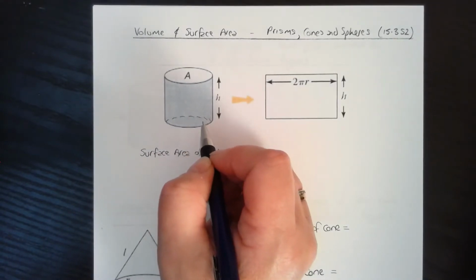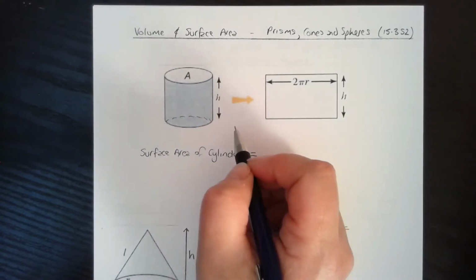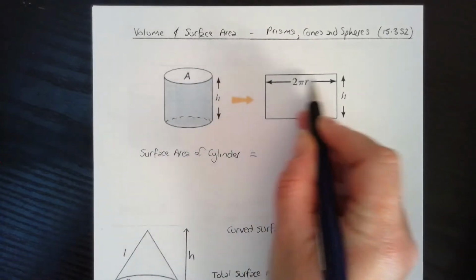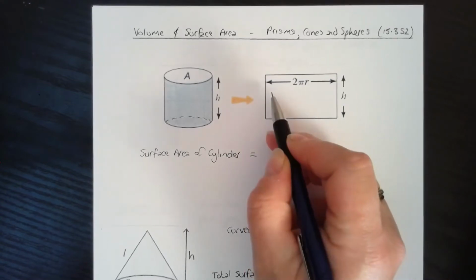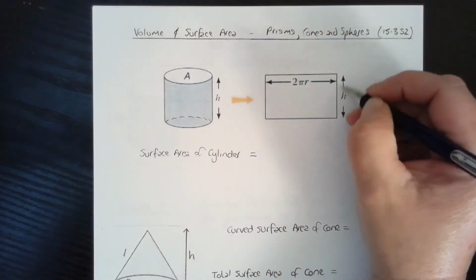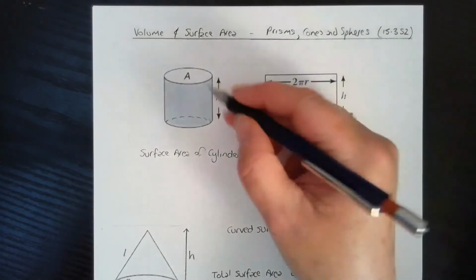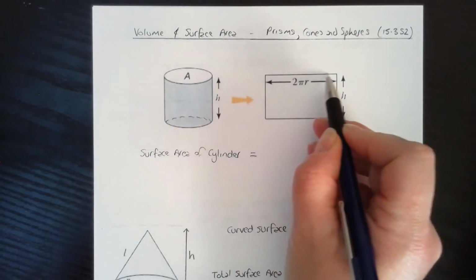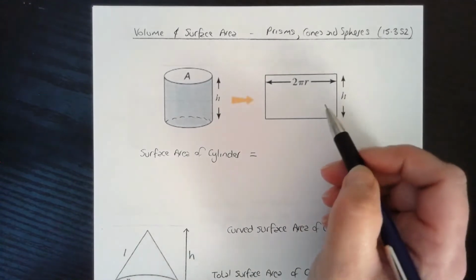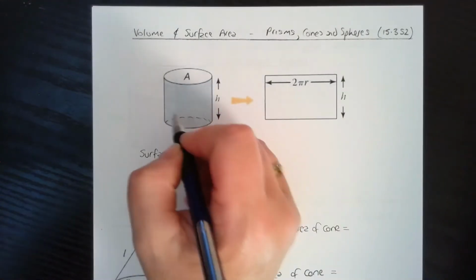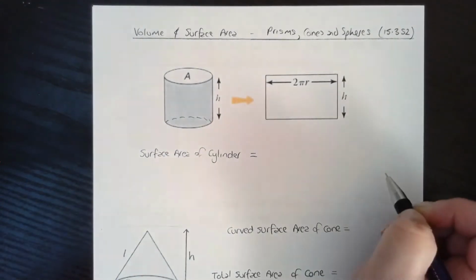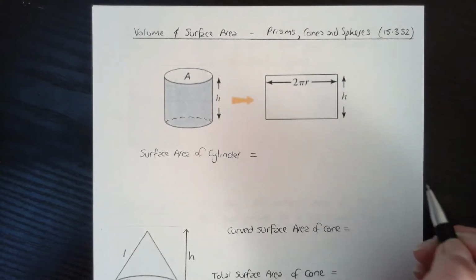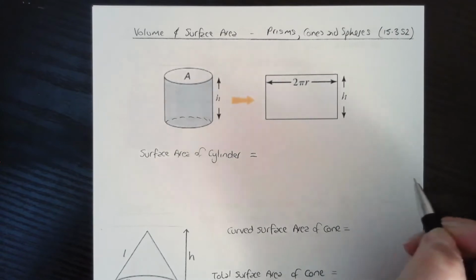If we unwrap this, think about taking the label off a tin of beans, we can see that this part here is a rectangle, where this side is the height, the gap between the two circles, and this side here, the bit that wraps around the circles, is the same as the circumference of that circle on the top and bottom. Because we already know the formulas for these, we can actually work out the surface area for the whole cylinder.